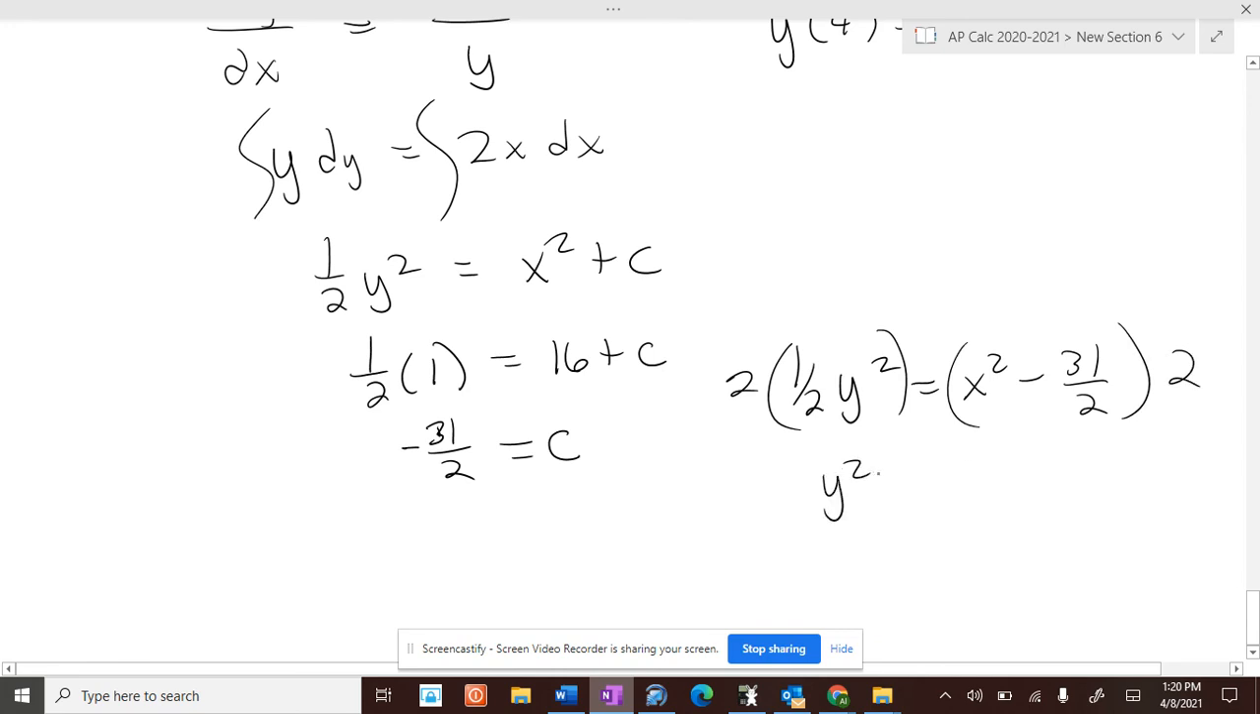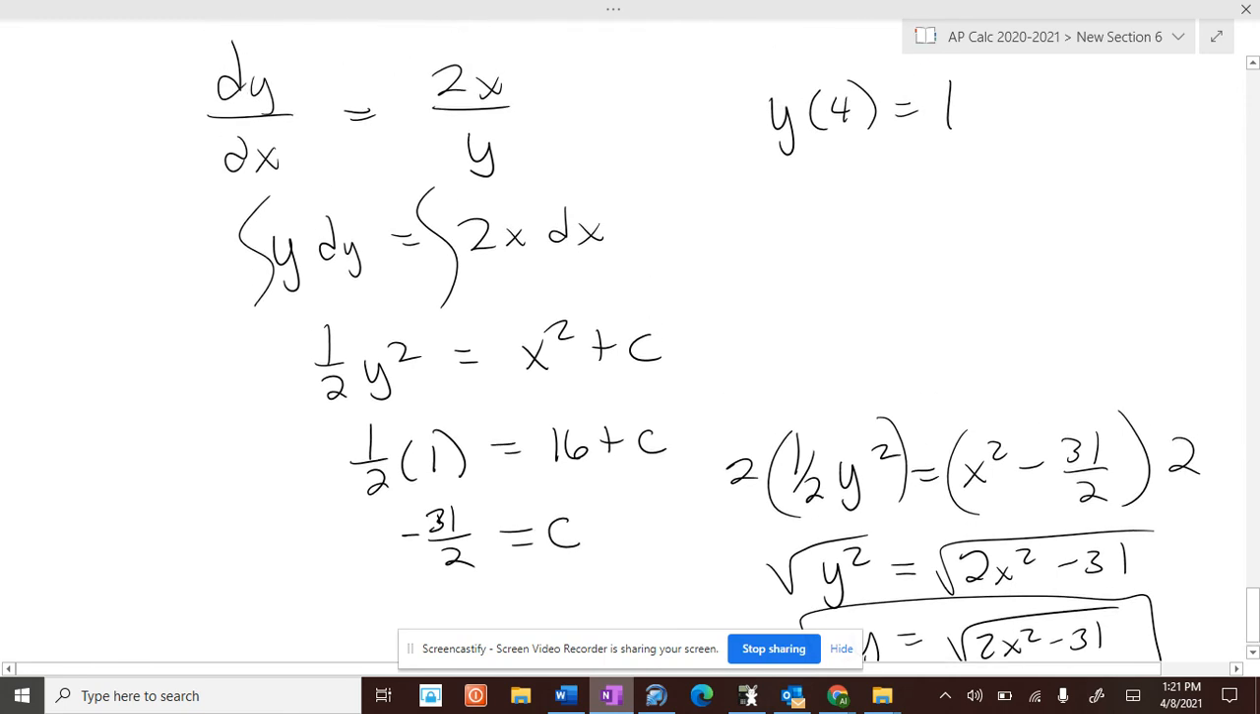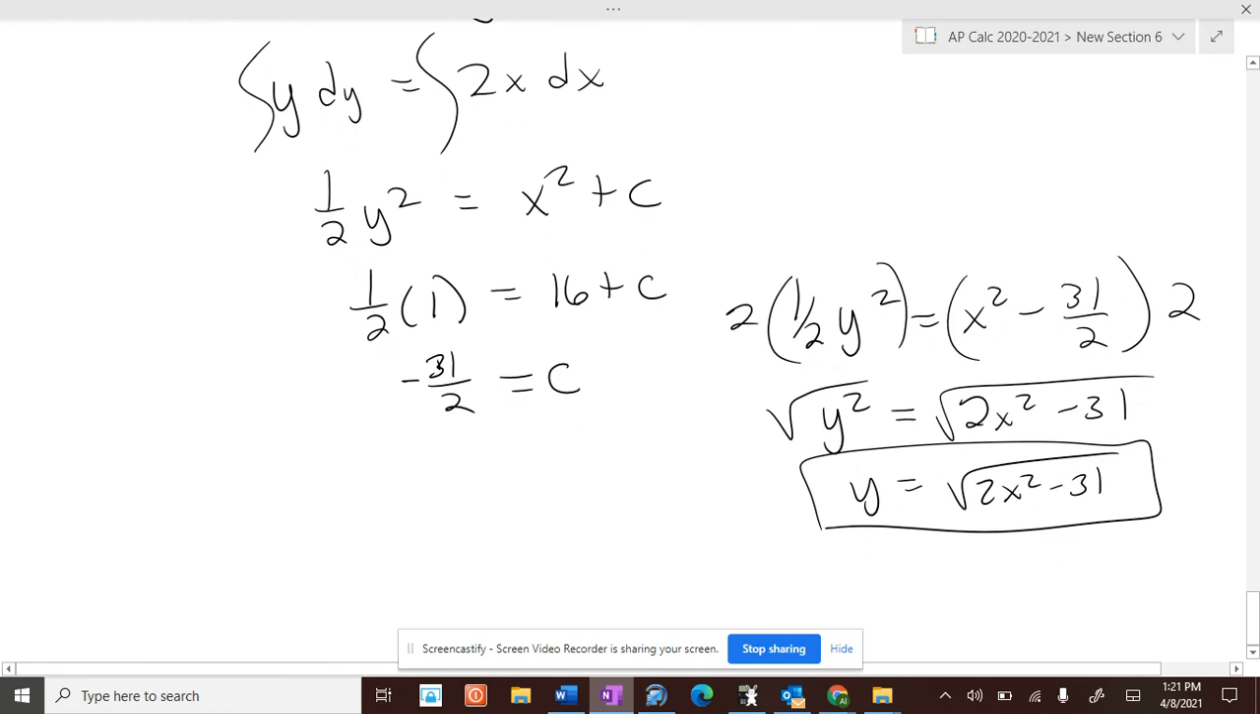So y squared equals 2x squared minus 31. So y equals the square root of 2x squared minus 31. Is it plus or minus or no? It should be, because that's what it was on someone's test yesterday, remember? So then, since this occurs in quadrant 1, it should be positive.